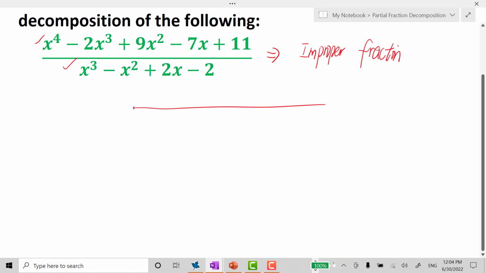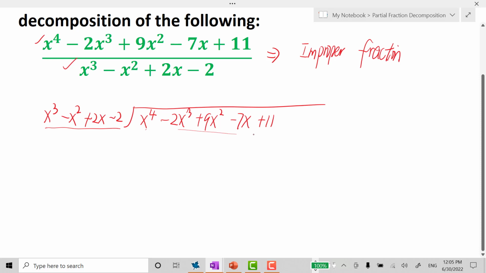So first of all, let's write down the dividend. Numerator: x to the 4th minus 2x cubed plus 9x squared minus 7x plus 11. On the bottom we have x cubed minus x squared plus 2x minus 2. Notice that there are 4 terms in the divisor. That means we need 4 terms from the dividend.